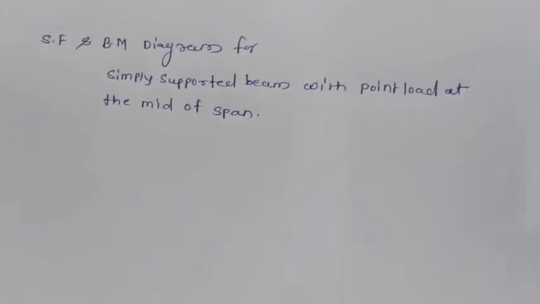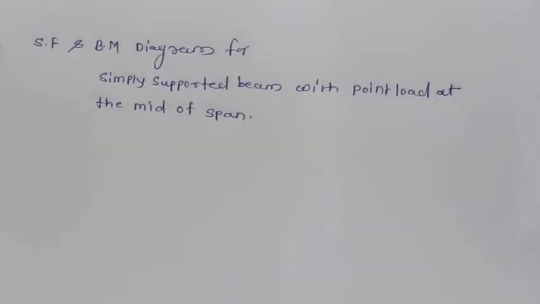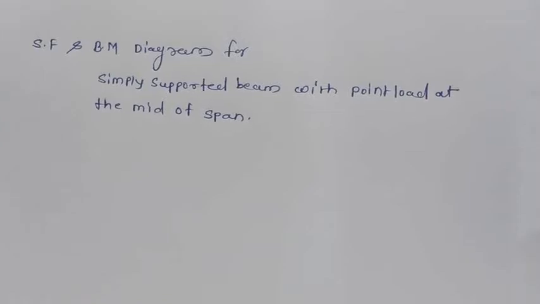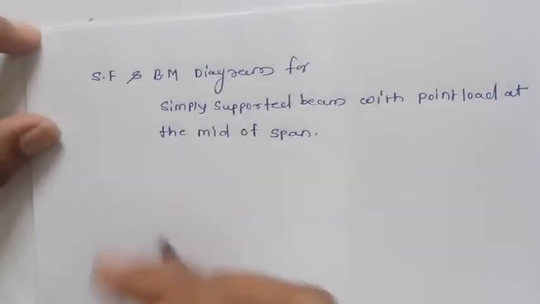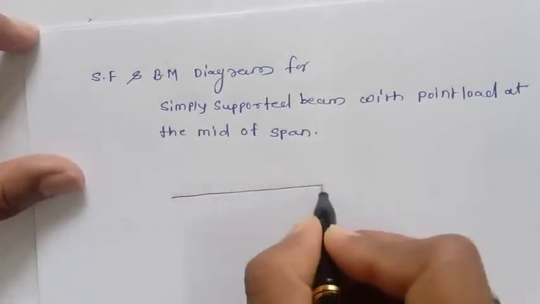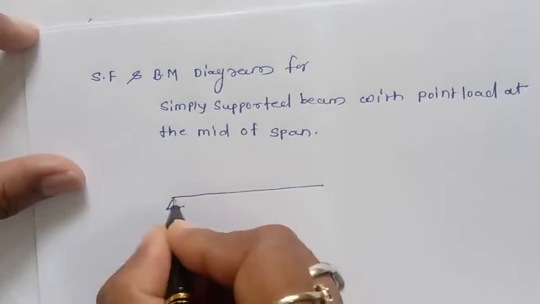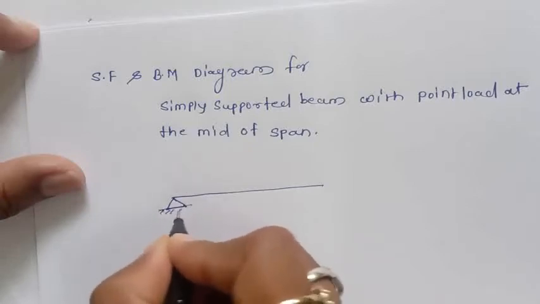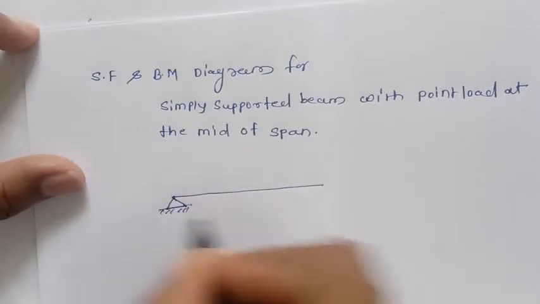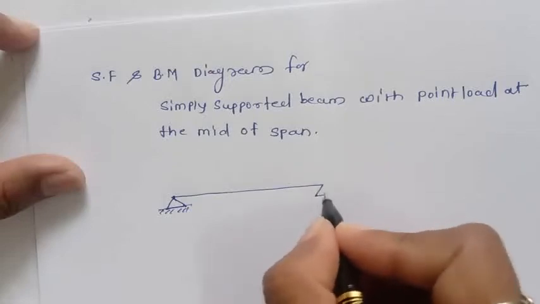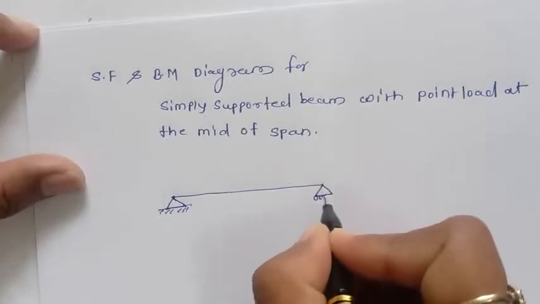Now here we'll discuss the shear force and bending moment diagram for a simply supported beam with a point load at the mid of span. So this is the diagram of the simply supported beam. This is the pin or hinge joint and this is the roller joint or roller support.